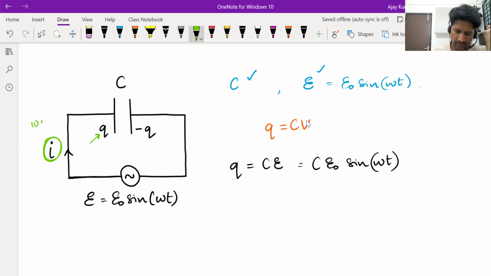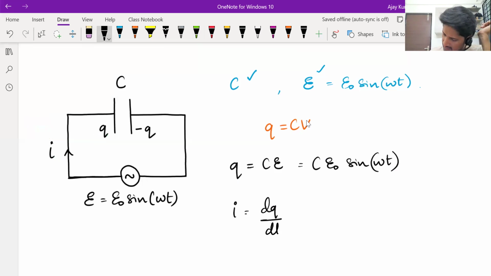Because if 10 coulomb per second is flowing in this branch, like 10 ampere, then this charge increases at a rate of 10 coulombs per second. Fine. 10 ampere is a large current actually, but let it be just a random value that I considered. So we can say I is equal to dq by dt.